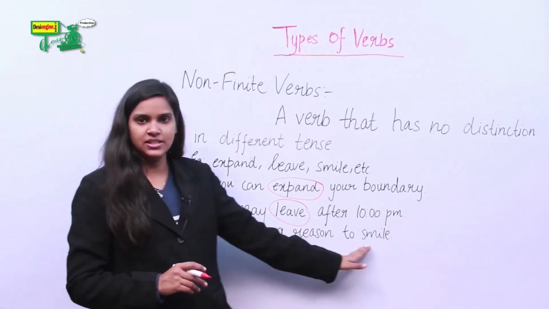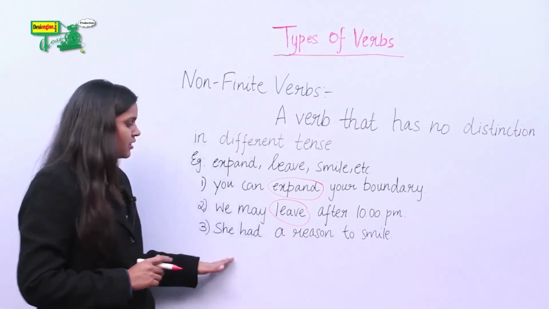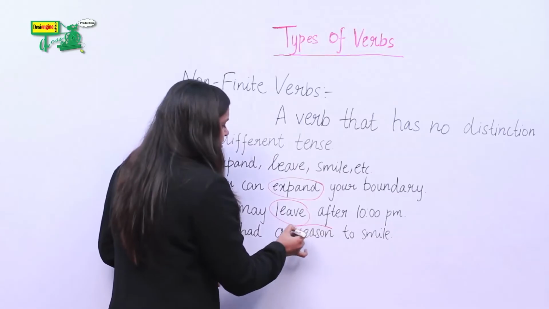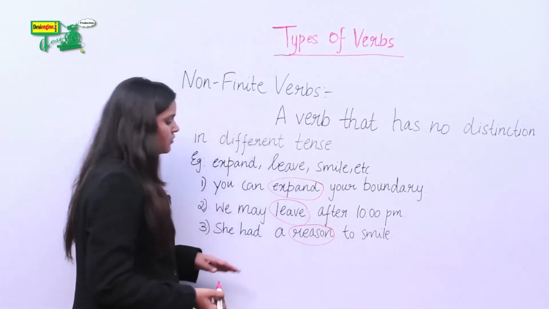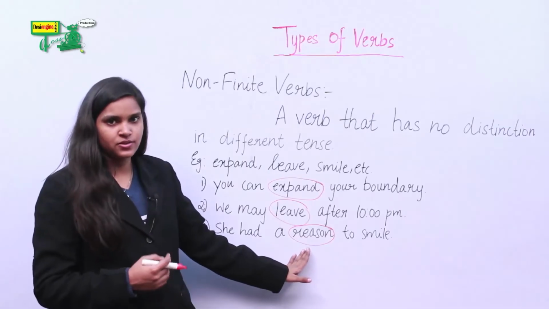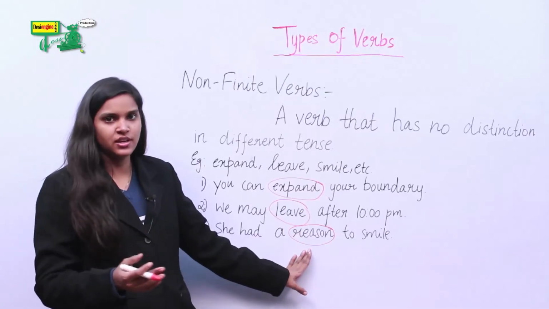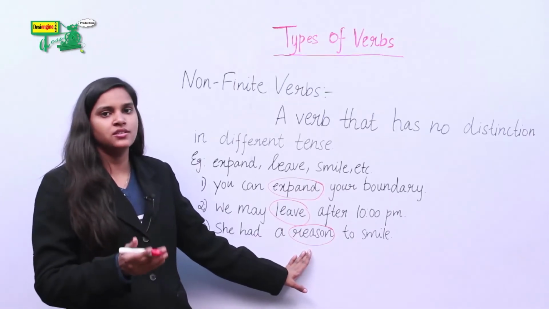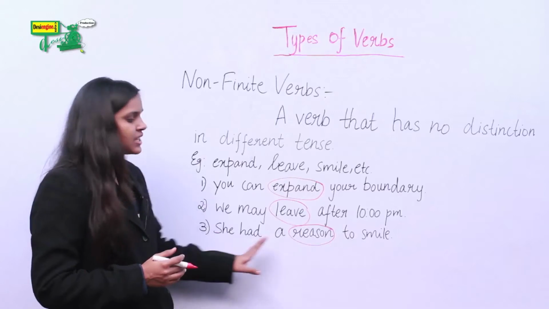She had a reason to smile. Here, the verb reason will again not change its form. There will be no changes in its structure with change in the tense of the sentence.